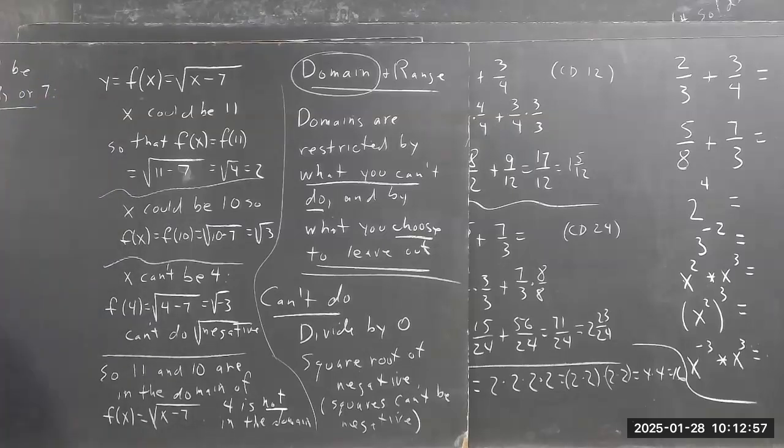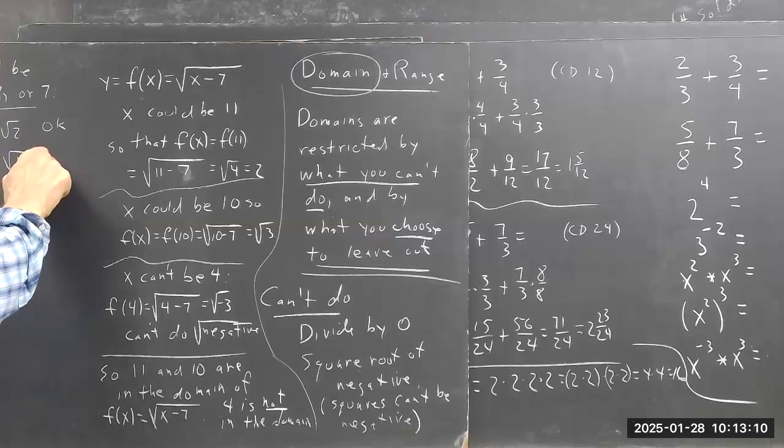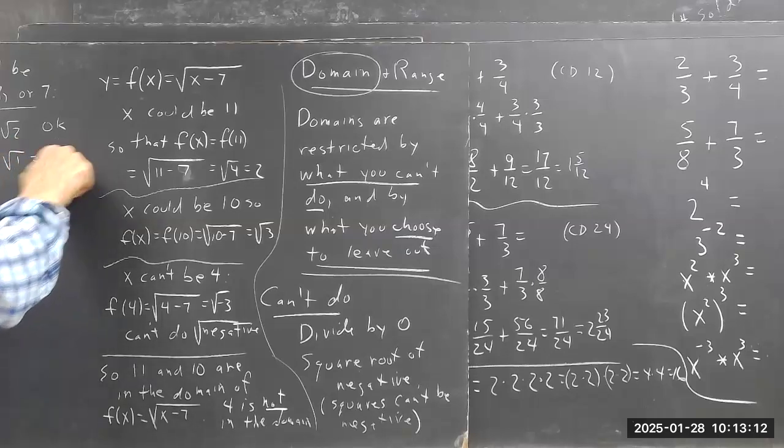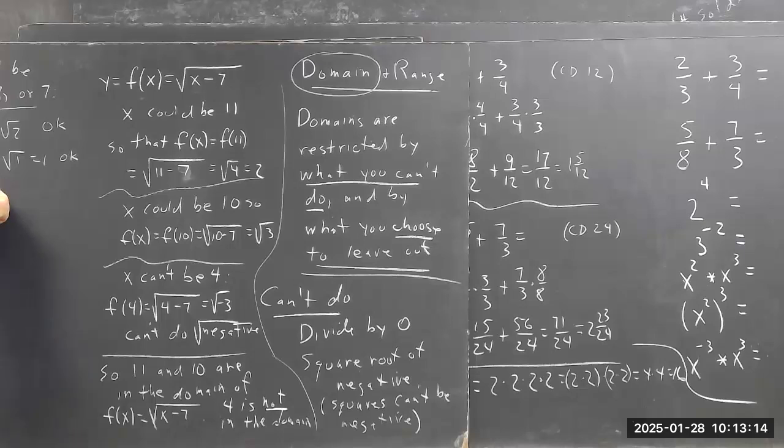X could be 9 or 8 or 7. The square root of 9 minus 7 is the square root of 2. That's okay. 8 minus 7 is the square root of 1, which is equal to 1. That's certainly okay. And the square root of 7 minus 7 is the square root of 0, which is 0, and that's okay. Again, square root of 0 is 0 because 0 times 0 equals 0. Okay, makes sense? All right.